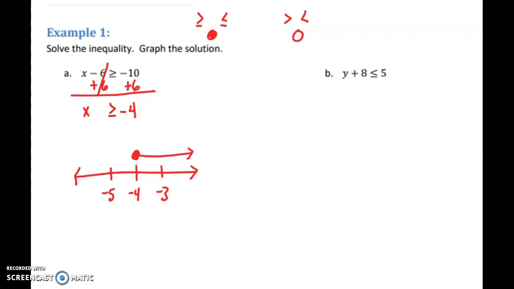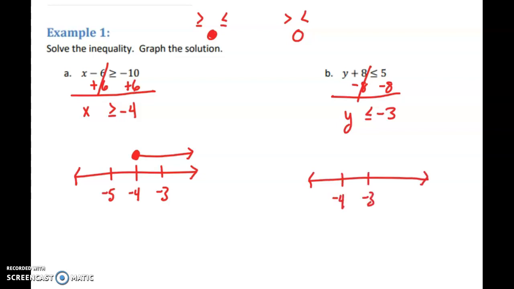All right, let's try another one. y plus 8 is less than or equal to 5. So we're going to subtract the 8 from both sides. So now you get y, you still have less than or equal to, and 5 minus 8 is negative 3. All right, so to graph this, would I have an open circle or a closed circle at negative 3? I should have a closed circle because less than or equal to. Now, would it point towards the left or towards the right? It would point to the left because less than means the numbers are getting smaller, and the numbers get smaller as you move to the left on the number line.